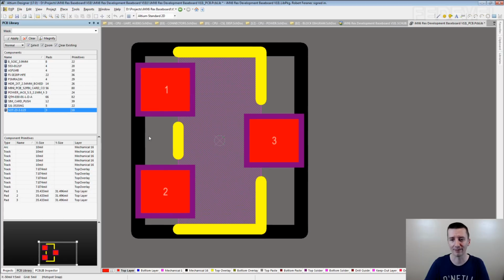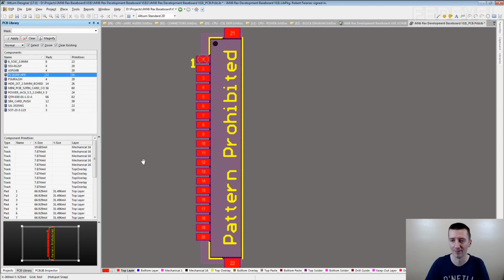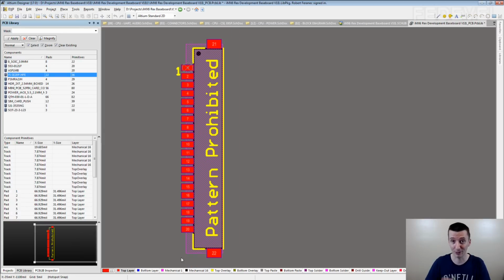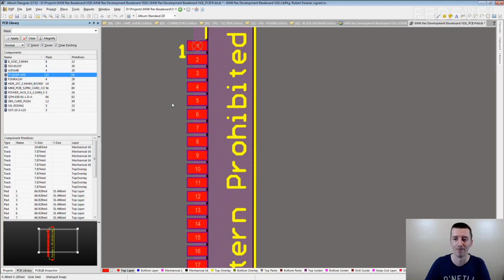For some time I only saw this kind of footprint, 1, 2, 3, but some special components used to be ordered like 1, 2, 3, or something like this.